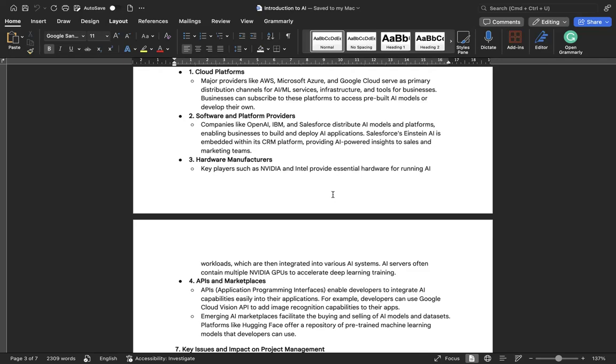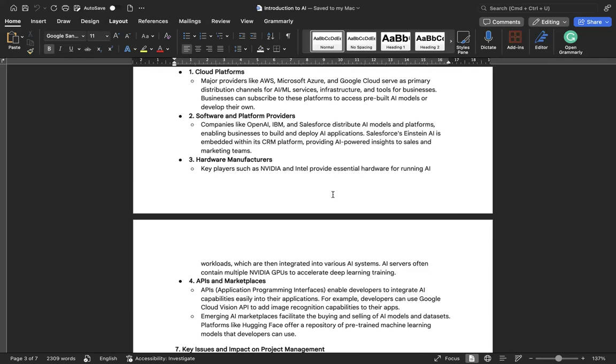And finally, we have the APIs and the marketplaces. We have open APIs, and we might also have paid APIs to integrate data. APIs, that is application programming interfaces, enable developers to integrate AI capabilities easily into their applications. If we want to load data from any other platform, sometimes for mobile phones also, we have to call an API and then load the information. For example, developers can use the Google Cloud Vision API to add image recognition capabilities to their applications.